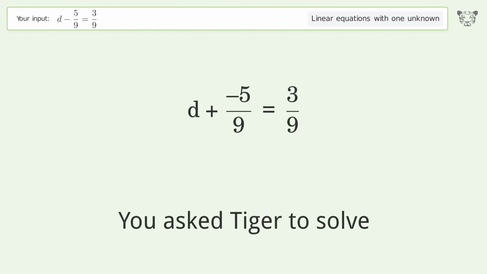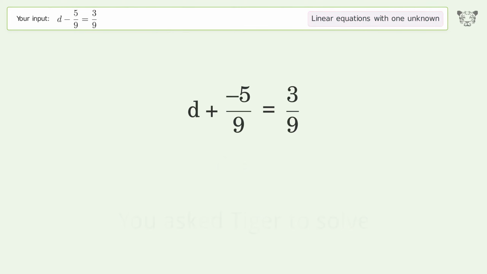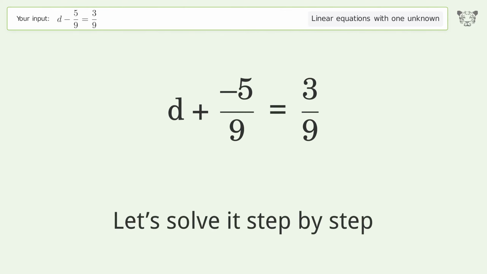You ask Tiger to solve. This deals with linear equations with one unknown. The final result is d equals 8/9. Let's solve it step by step.